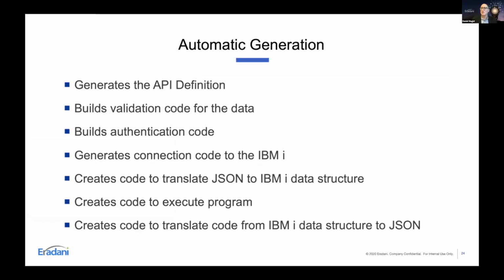When I do that generation, it not only creates that API definition, but it builds all the code for validating the data. It builds the authentication code for authenticating the user and determining what they're able to do. It generates the connection code to talk to the appropriate connector on the IBM i. It generates all the code for parsing the JSON. It creates the code to actually execute the program, and it creates the code to translate back from parameter data into JSON. So all of that is part of that generation step. You go in and you say, here's what I want to generate, and it builds that for you automatically.